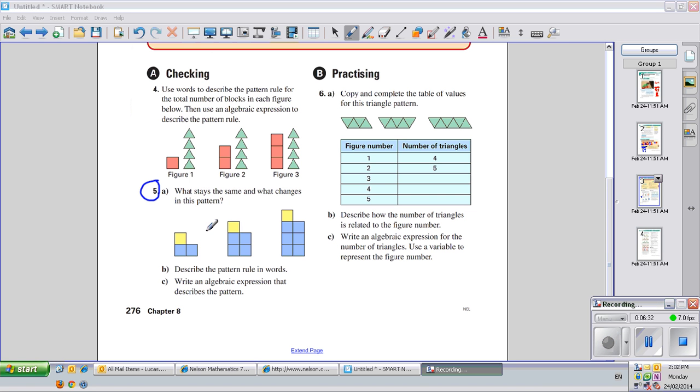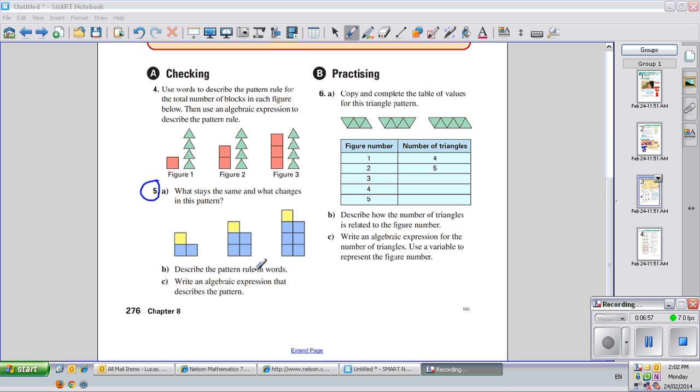If we look at number 5 together, the question says what stays the same and what changes in this pattern. So we can see that the yellow block stays the same. There's 1 yellow block in each picture. And the blue blocks change. We have 2 in the first picture, 4 in the second picture, 6 in the third picture.